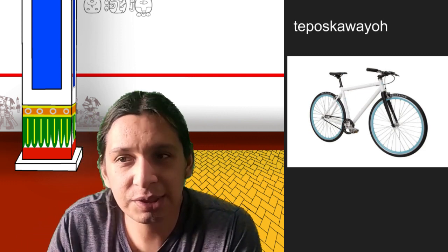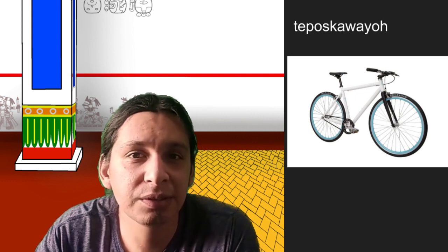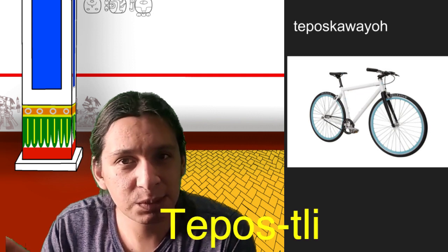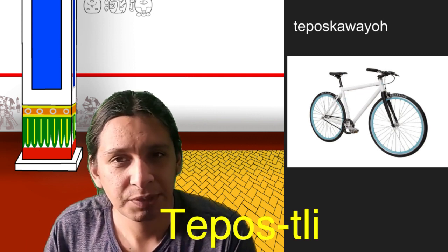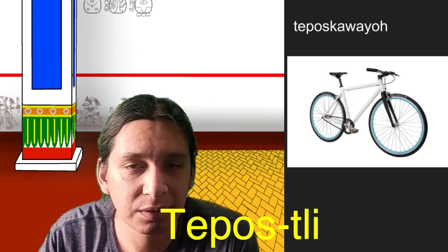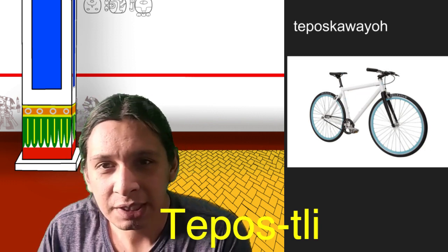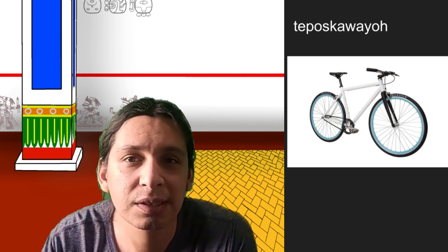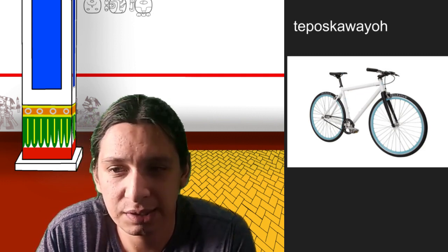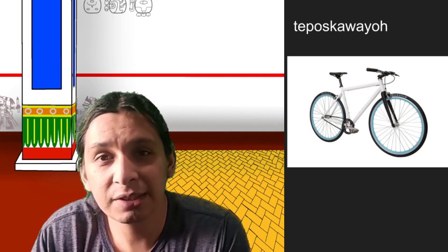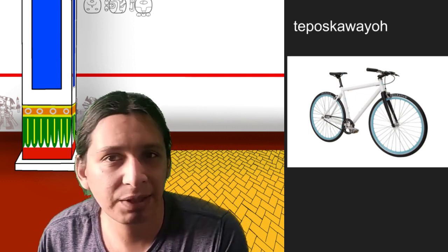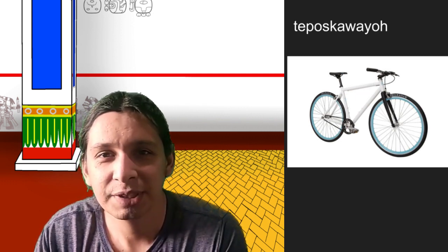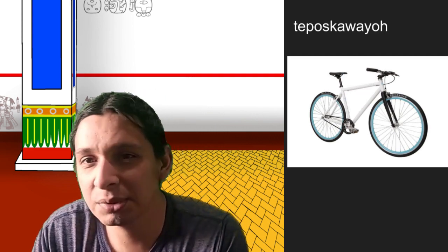Teposcahuayo, remember, loses the tli at the end when we're combining it with something else. So tepos, the first one, is the one that's going to modify the real word. The real word here is caballo, which is horse. By putting tepos in front of it, we're saying metal horse, metallic horse. So this is a metallic horse, tepos caballo. There is a certain order for how we put this. We wouldn't say caballo tepostli. Okay, that would be a horse-like metal. But if it's a metal-like horse, it's Teposcahuayo.